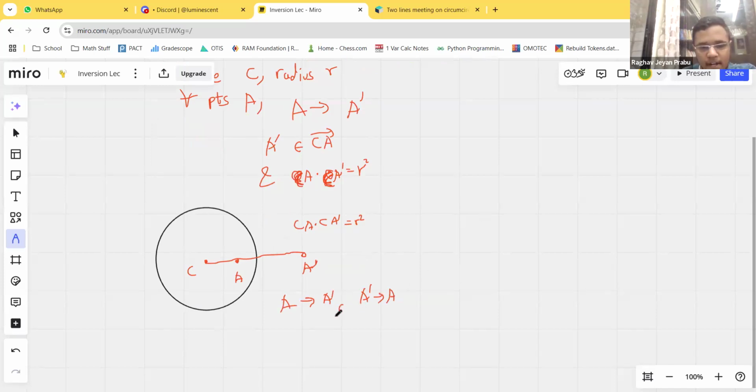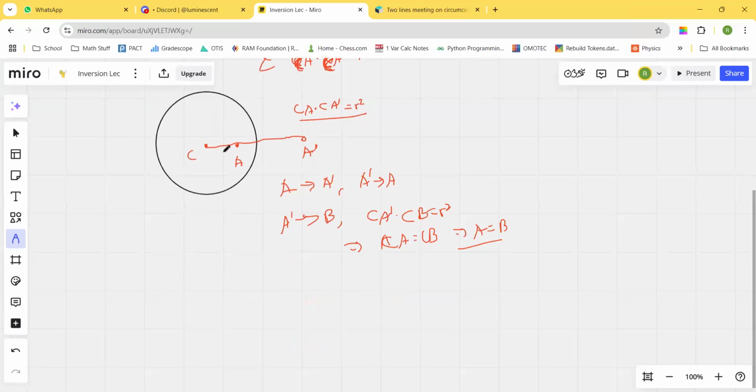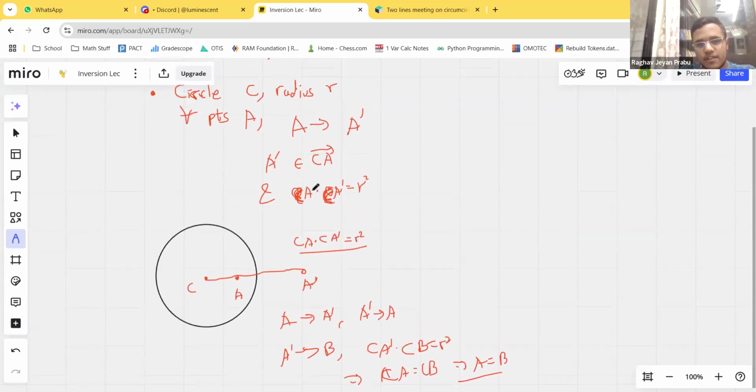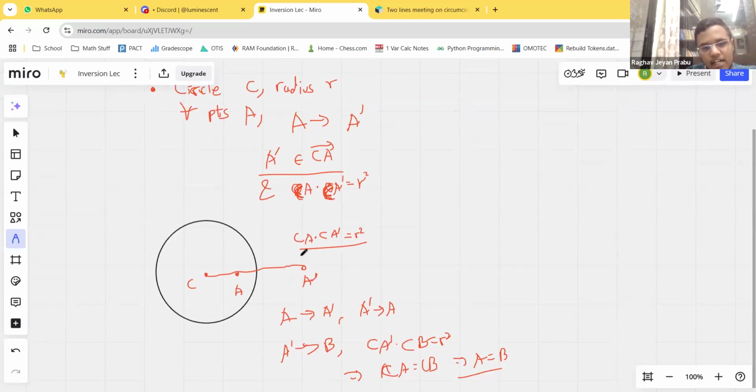Because if you take point A dash, say A dash maps to B, then you have CA dash times CB equal to R square. But you already know that CA times CA dash is R square. So that just means that CA equals CB, which implies A equals B. So essentially, if 2 points swap places in an inversion. Lengths are not directed. As we mentioned in the definition, A dash lies on the ray CA, so A dash will lie on the ray CA and not on the other side.